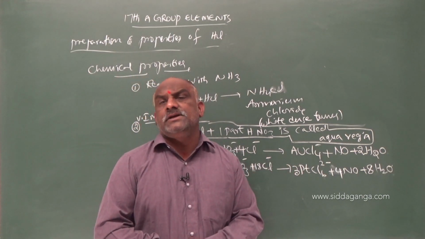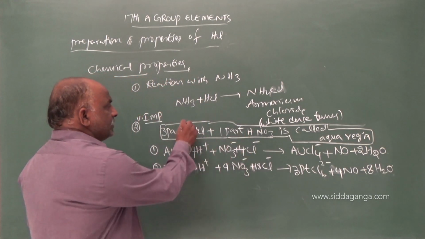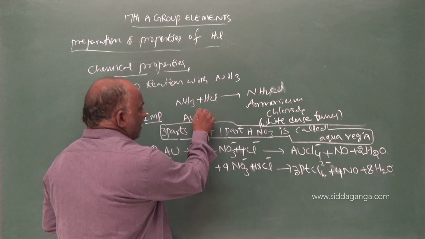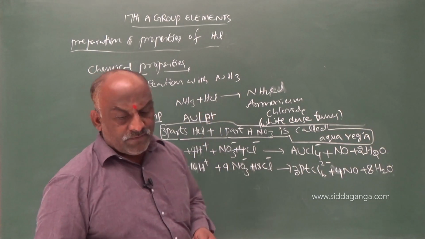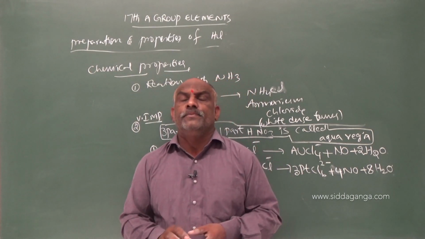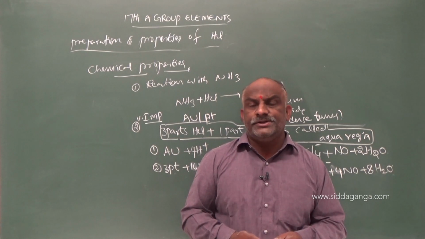So these two reactions are very, very important, and this composition is called aqua regia. Aqua regia is used to dissolve silver and platinum. A very, very important question from a competition point of view.